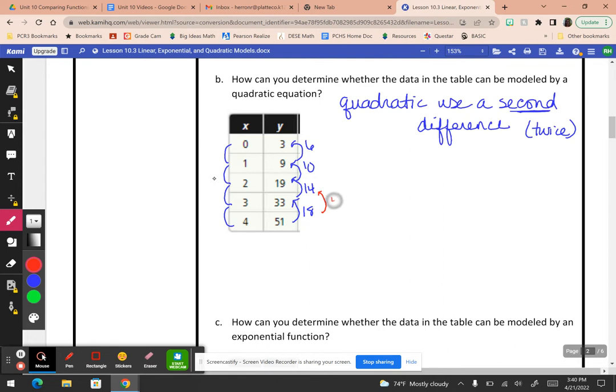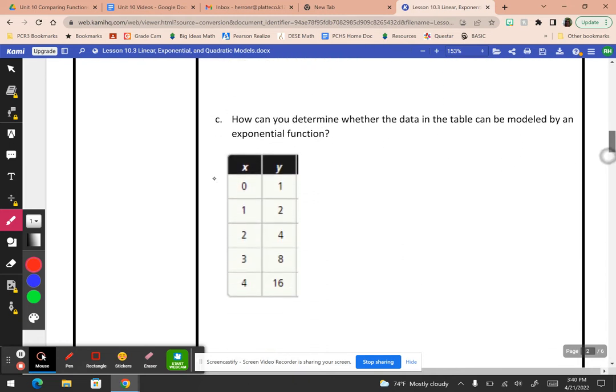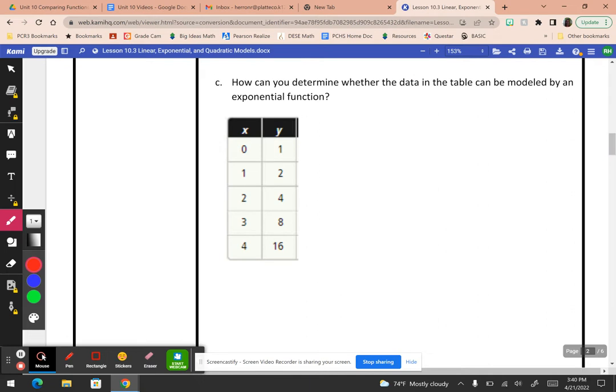Now, when you do it this time, all of your numbers should be the same for the common difference: 4, 4, and 4. So that second difference is where we have the same number, and that's how you're going to know it's quadratic. If you subtract once and it doesn't work, try subtracting again to see if it's quadratic for that second difference. The third one then is exponential.